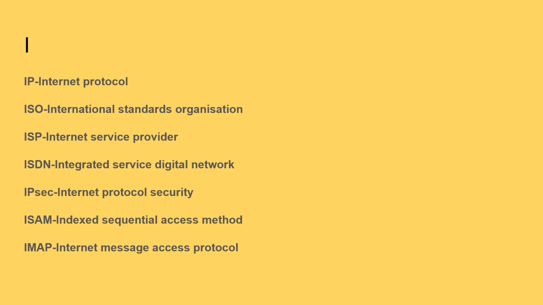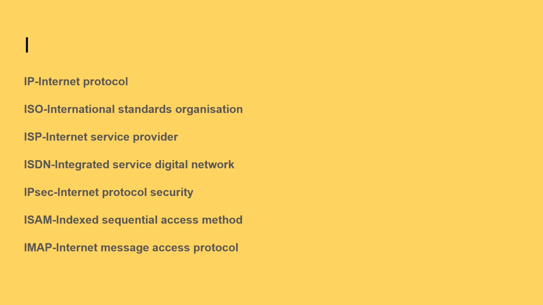ISO, International Standard Organization. ISP, Internet Service Provider. ISP is an organization that provides services for accessing, using, or participating in the Internet. ISDN, Integrated Service Digital Network. This is a set of communication standards for simultaneous digital transmission of voice, data, video, and other network services over the traditional circuits of public switched telephone network.